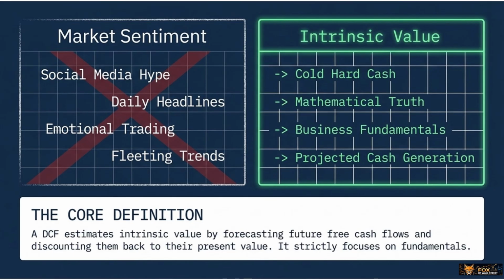Section 1. Introduction to DCF, Valuing Fundamentals. So what is this thing? A discounted cash flow, or DCF model, basically estimates the intrinsic value of a company. How? By forecasting its future free cash flows and then discounting them back to their present value. It's honestly one of the absolute most relied upon valuation methods for U.S. equities, precisely because it focuses strictly on business fundamentals. Look, a DCF doesn't care if a stock is trending on social media. It only cares about cold, hard cash, specifically the cash the business is projected to generate.